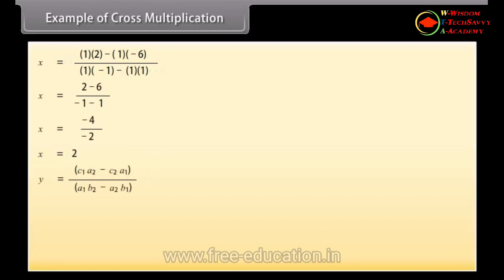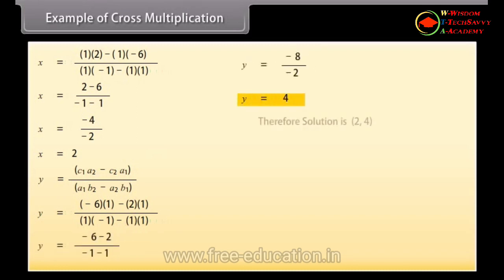y is equal to c1 a2 minus c2 a1 upon a1 b2 minus a2 b1. Now by substituting the values we get y is equal to minus 6 into 1 minus 2 into 1 upon 1 into minus 1 minus 1 into 1. By calculating we get y is equal to 4. Therefore the solution is 2, 4.